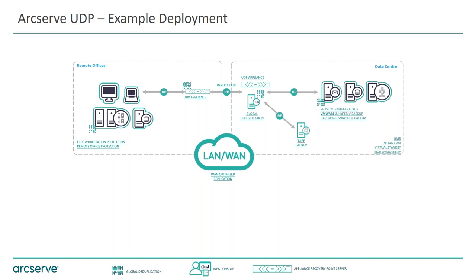And when UDP replicates recovery points between sites, it uses global dedupe around the replication as well. So we're very good at moving data by just detecting the unique blocks when we're replicating data off site.